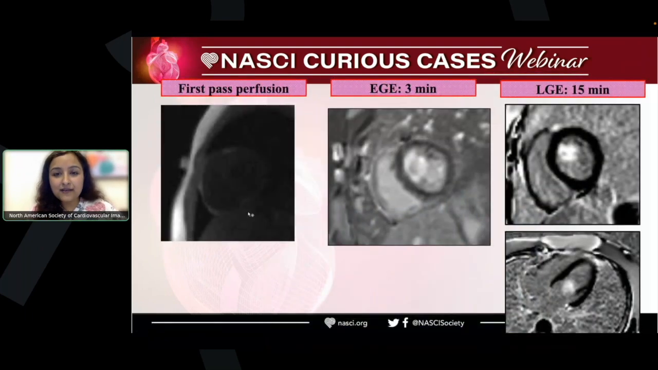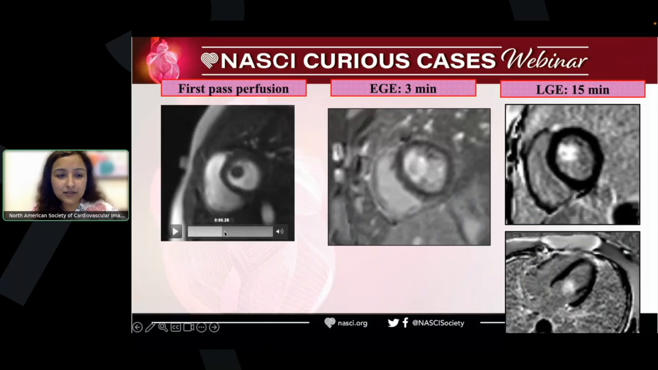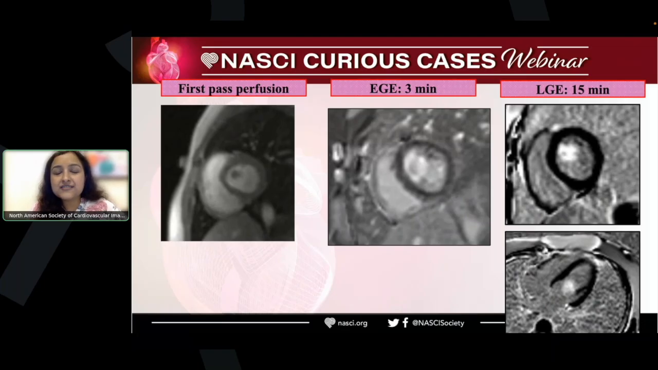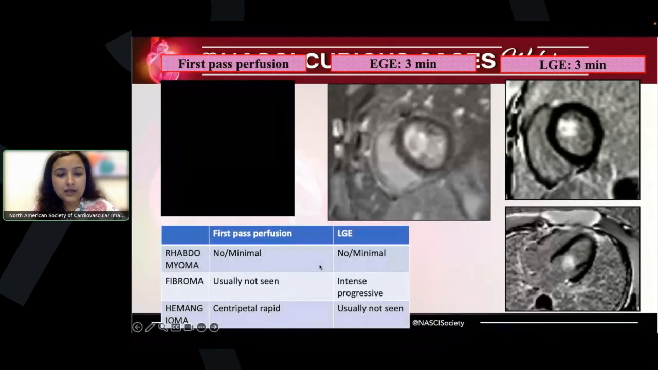So we went ahead with other sequences, and on first pass there was mild peripheral perfusion, and you can see how it looks on LGE. It just lights up on LGE like a light bulb, right? Whenever I see images like this, my tendency is to lean towards fibromas, because fibromas show a lot of fibrous tissue. Usually fibromas would be located within the myocardium, although stalk based mobile fibromas within the LV cavity have also been described. So these are the differentiating points.